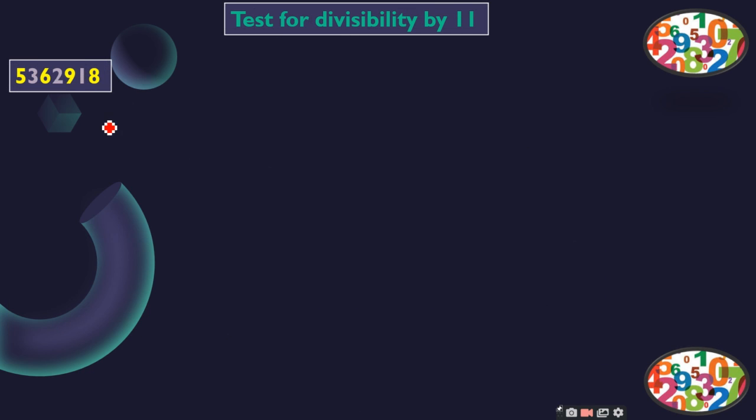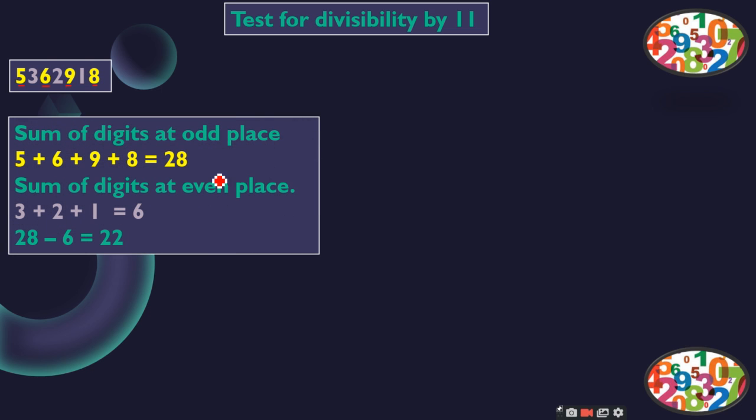Let's have some examples. Here we have the number 5362918. Here I have written the odd places in yellow color, as I have started from the left hand side. So the first digit is odd place, then I will skip the second, the third is odd place, then the fifth is odd, and then the seventh is odd. And what about 3, 2 and 1? These are even places. So let's take the sum of the odd digit places and even digit places.